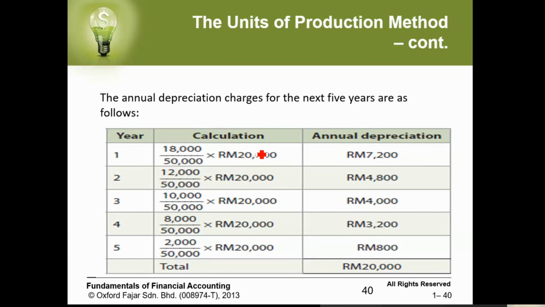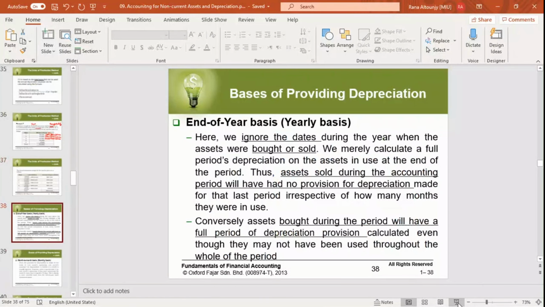Okay, so you see how the cost is being divided based on how many hours we are using this machine per year. So if you notice here, we get 3 methods of depreciation: straight line, reducing method, and the third one, which is the units of production method. Those 3 methods can be used for calculating the depreciation of a fixed asset.